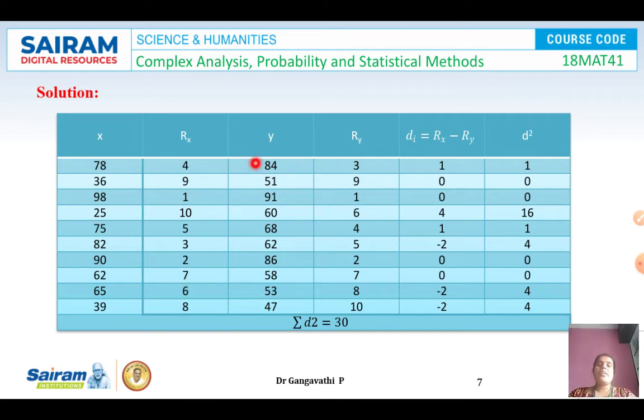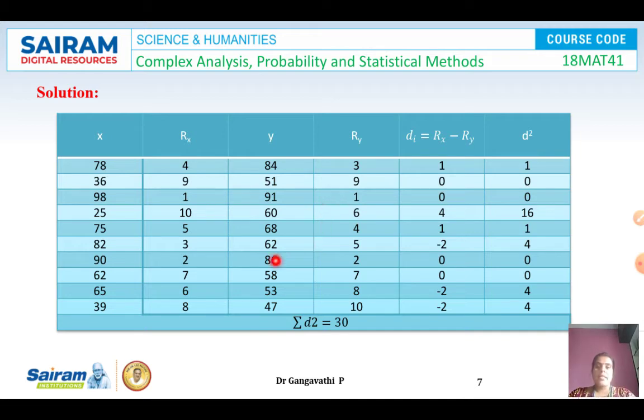In a similar way, the second subject, which is taken as Y, the marks are tabulated here. Now we have to find the rank of Y. So again, write the numbers in the descending order. Write the highest number first, then the second highest, third highest, and so on in descending order. When I observe this, 91 is the highest mark. So the student who has secured 91 will get the first rank.